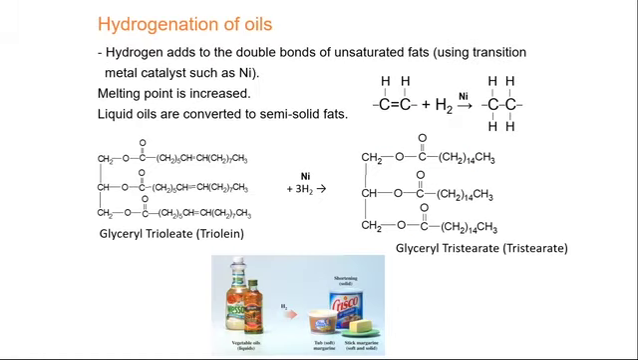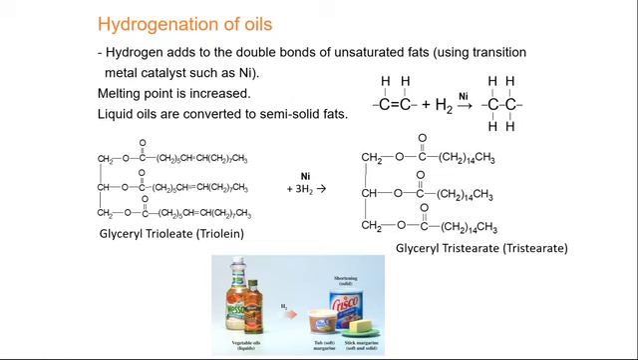Then oils can also be hydrogenated. That is, oils which are liquid at room temperature can be made solids by saturating the unsaturated double bonds. And this saturation of the double bonds, or the hydrogenation of oils, is done in the presence of hydrogen over a catalyst nickel. And once it is hydrogenated, the melting point increases. I'm sure all of you know about vanaspati, or what is known as dalda, which is a hydrogenated vegetable oil.